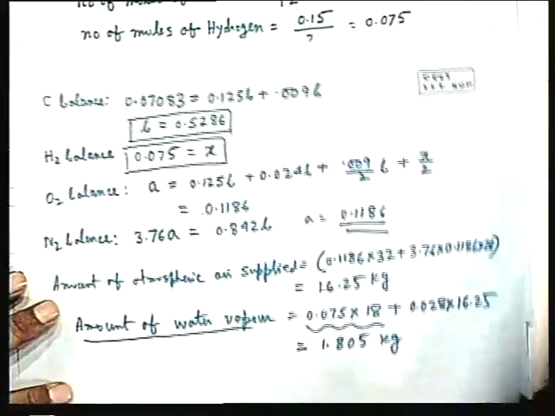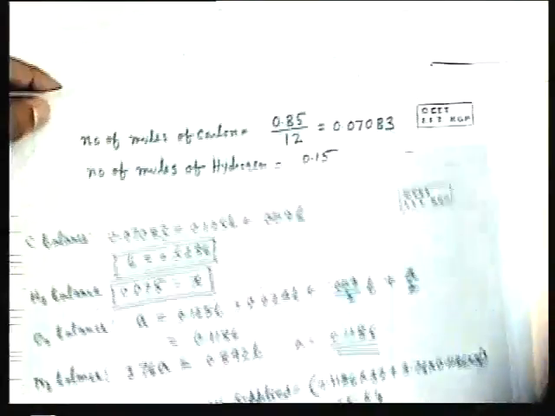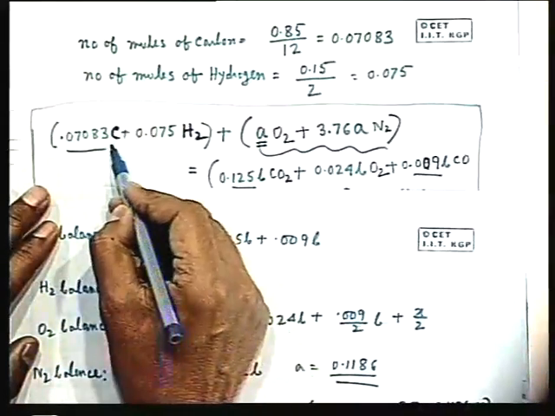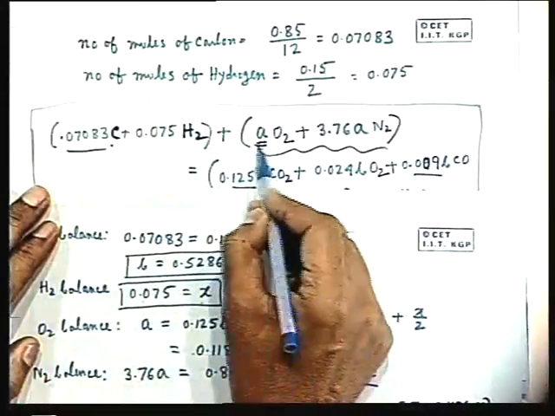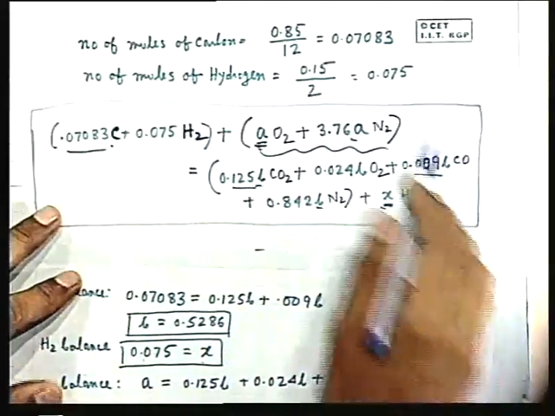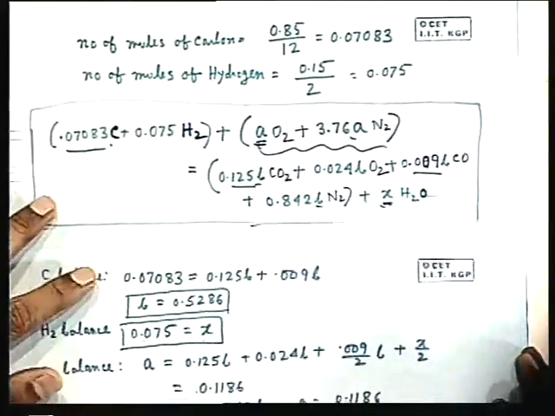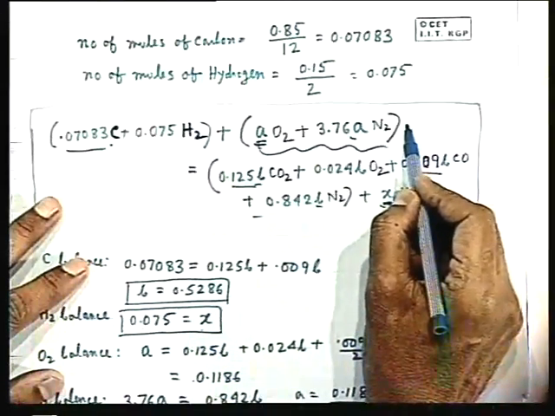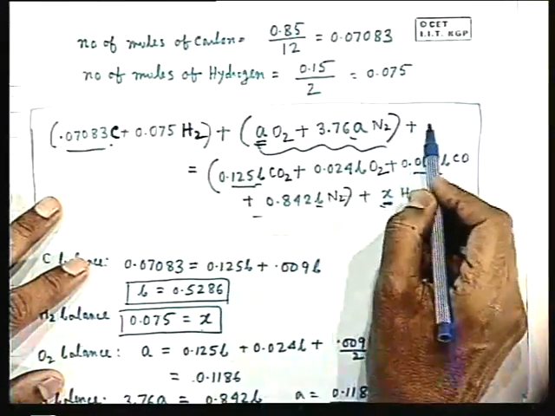And write the chemical equation. The chemical equation I am not going to write, this is left to you as an exercise. The chemical equation is very simple. We put the values of A, B and X and you get the chemical equation. But when you write it, don't forget one very important thing, you have to write some moles of water vapor there.